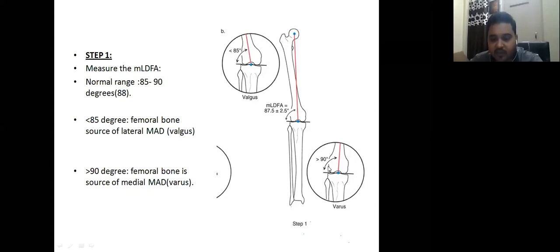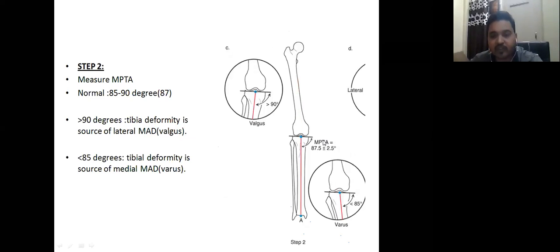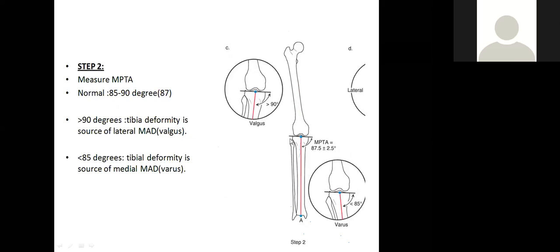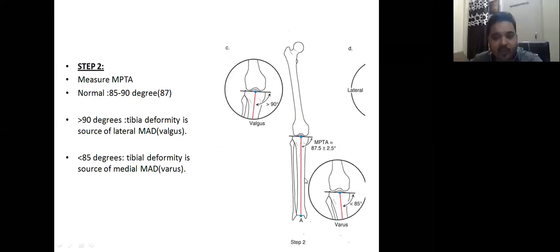The next step is to see whether the tibia is contributing to the deformity. For that, we measure the MPTA, the mechanical proximal tibial angle. For convenience, the anatomical and mechanical axes of the tibia are considered as one, though they are not the same, but for all practical purposes they are considered one. So no small m or a is denoted. The mechanical proximal tibial angle, as we know, is normally 87 degrees, with a range of 85 to 90 degrees, but most normal individuals have 87 degrees, for our better remembrance.